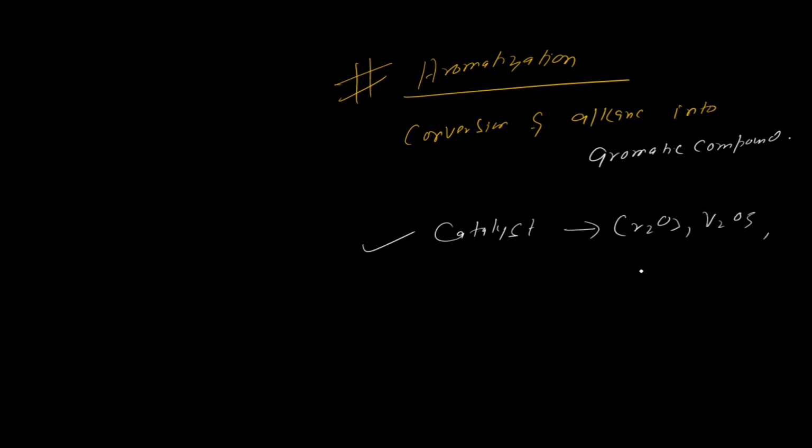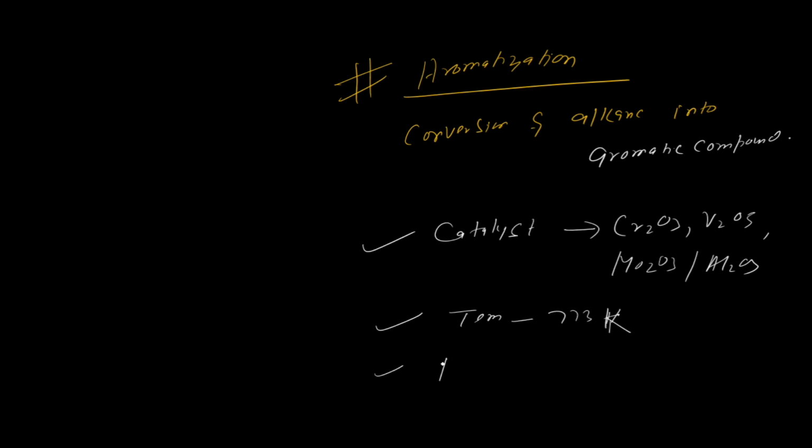V2O5 is known as vanadium pentoxide, and molybdenum oxide is Mo2O3, and Al2O3 is alumina. And what temperature do we use? The standard temperature is 773 Kelvin. So we use 773 Kelvin.